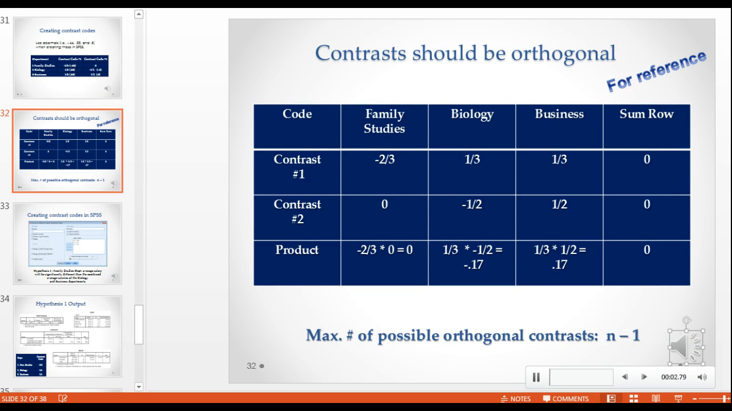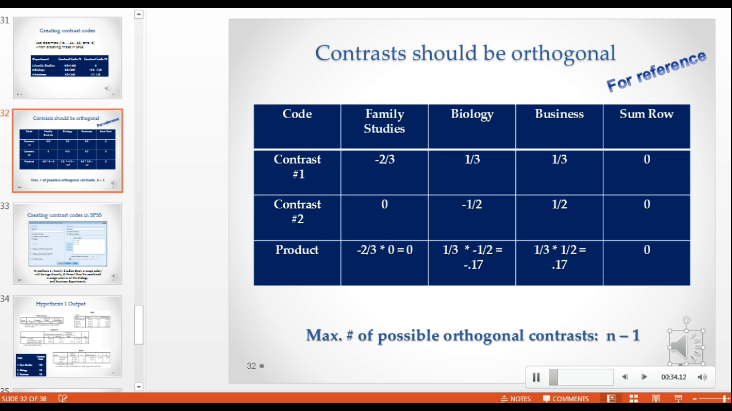This slide is mainly for reference, but I would like you to listen to it once just to refresh your memory on what this is, so you'll have an idea later. If you ever need to come back to this, you'll know where to find the information. So here is just a reminder that contrasts need to be orthogonal for best interpretation. If you have more than one contrast code, you always need to check that they're orthogonal, and this is how you would do it.